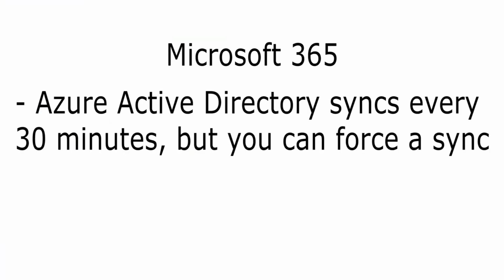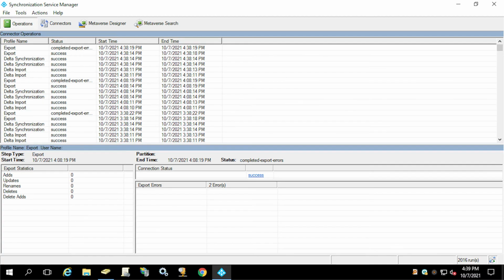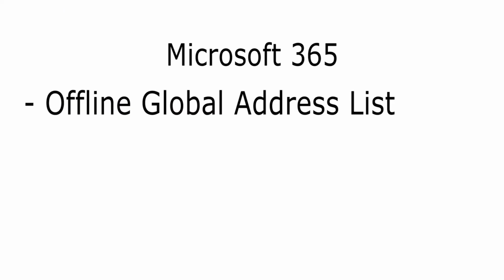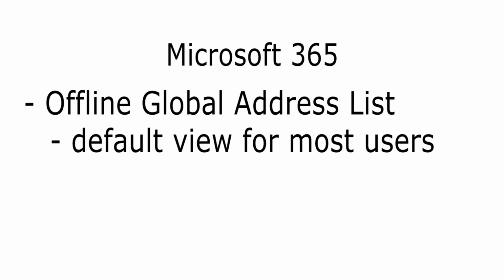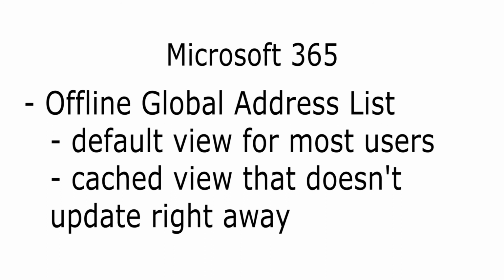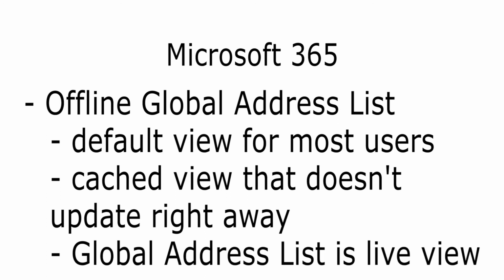Also, Azure Active Directory syncs every 30 minutes, but you can force a sync by opening the Synchronization Service Manager and rerunning all recent tasks. It's also important to be mindful of the offline global address list, which is the default view for most users. The offline global address list is a cached view that doesn't update right away, but the global address list is a live view.